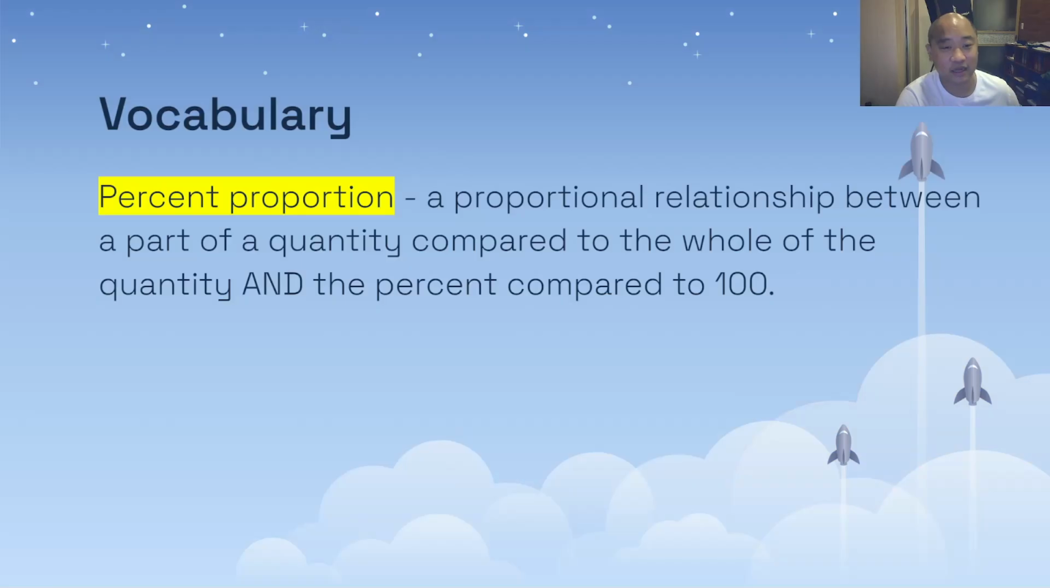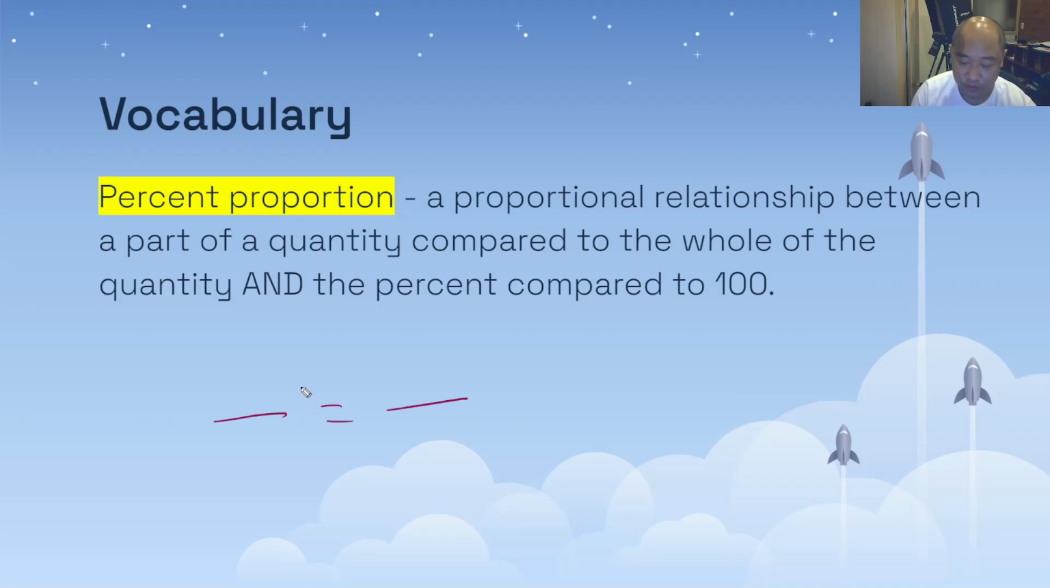Today we're going to be working on using the percent proportion. Very exciting stuff. So let's talk about the percent proportion. What is that? What are we doing here? Well, you know, a proportion is a relationship between two ratios, right? Well, the percent proportion is basically a proportion that you can write to figure out the percent of something, or the part of something, or the whole of something.